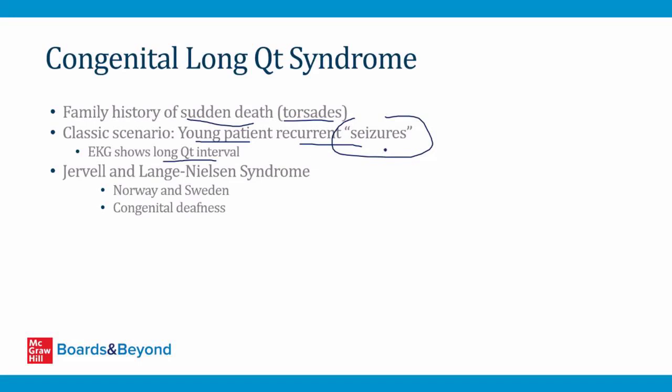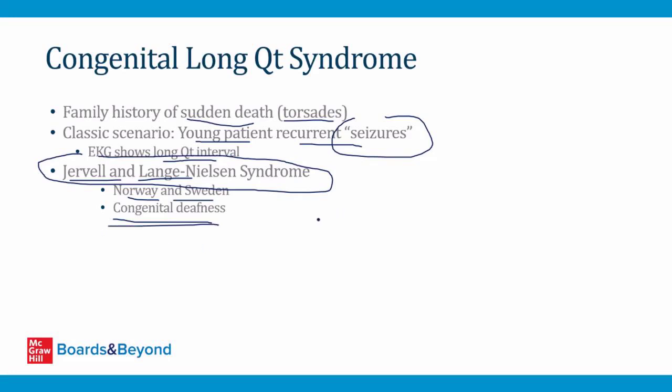And then there's a rare variant of the congenital long QT syndrome called the Jervell and Lange-Nielsen syndrome. This syndrome stems from a family that lives in Norway and Sweden, which was discovered to all have the congenital long QT syndrome as well as congenital deafness, and that gave rise to this name. It's basically a syndrome of the long QT plus congenital deafness.